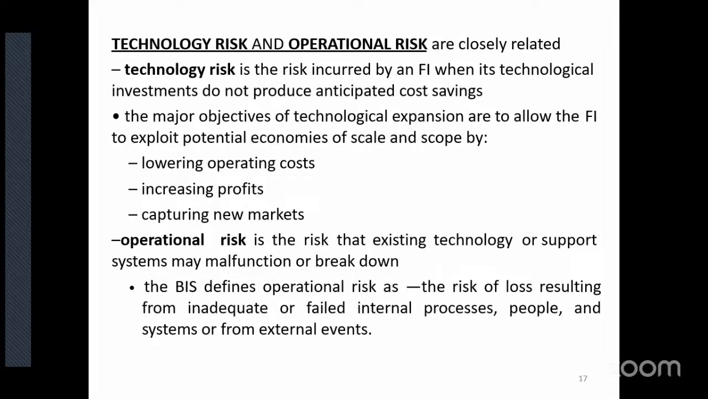The major objectives of technological expansion are to allow financial institutions to exploit potential economies of scale and scope, right? They want to reduce their cost, lower operating cost, increase profit, and capture new markets. That's why they are establishing new digital banking points. Operational risk is the risk that existing technology or support systems may malfunction or break down, like a server breakdown, right? The BIS defines operational risk as the risk of loss resulting from inadequate or failed internal processes, people, and systems, or from external events.